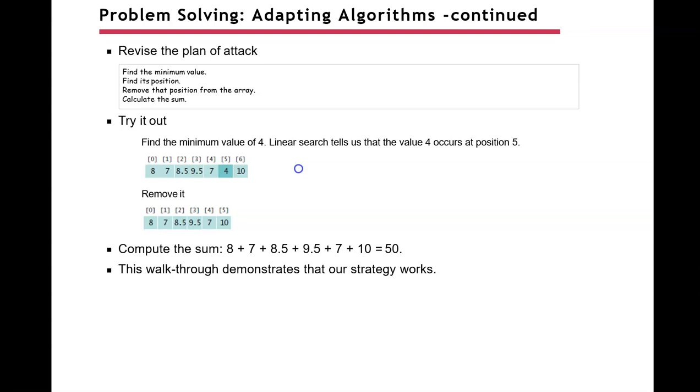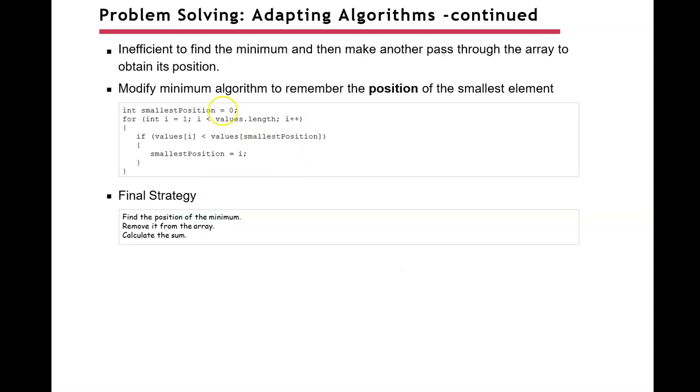Always look to refine your algorithms. It's inefficient to find the minimum and make another pass through the array. So we could modify the algorithm to remember the position of the smallest. So running through, we can find the position of the minimum, remove it from the array, then calculate the sum.